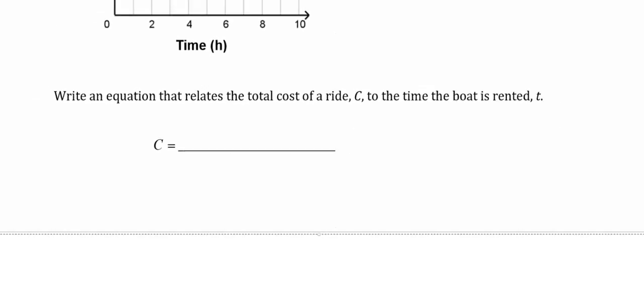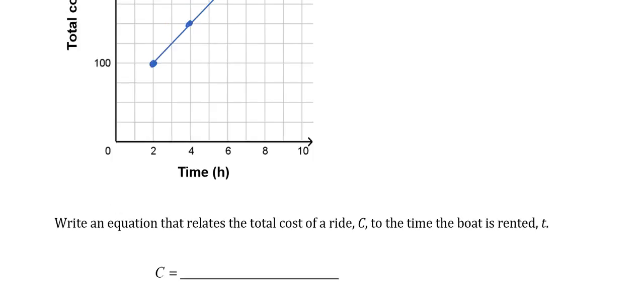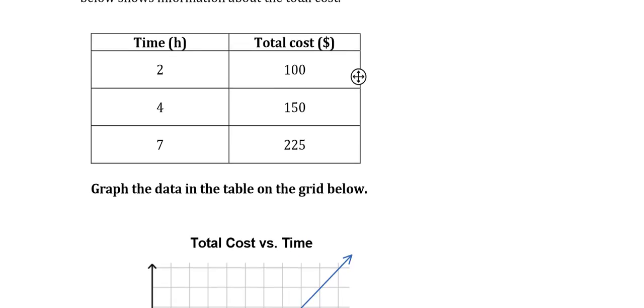Write an equation that relates the total cost of a ride C to the time the boat is rented. So to write the equation, what do we have to do? We've got to figure out where it starts and what the rate is. What's happening in this table, though? This is something new. This goes up by 50, and this goes up by 75. Remember a while ago when these numbers were different, what did we say? It's nonlinear. But this is linear.